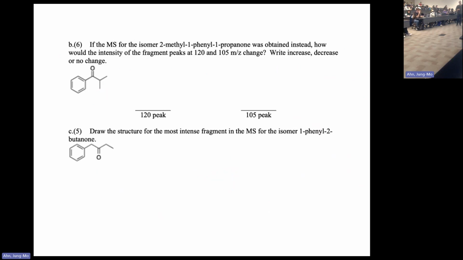But the next question is, if you change the structure to this, then what will happen to each peak? If you remember that 120 peak, that's coming from the McLafferty rearrangement, right? In order to have a McLafferty rearrangement happen, you have to have a gamma hydrogen. This molecule doesn't have a gamma hydrogen. The chain goes to the alpha position and the beta position, and that's it. No gamma hydrogens. So what that means is McLafferty cannot happen. So the 120 peak will disappear.